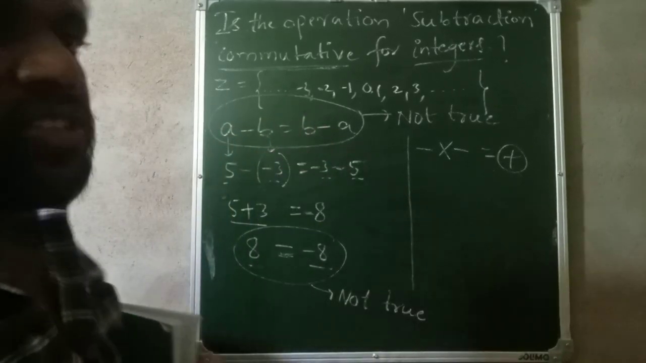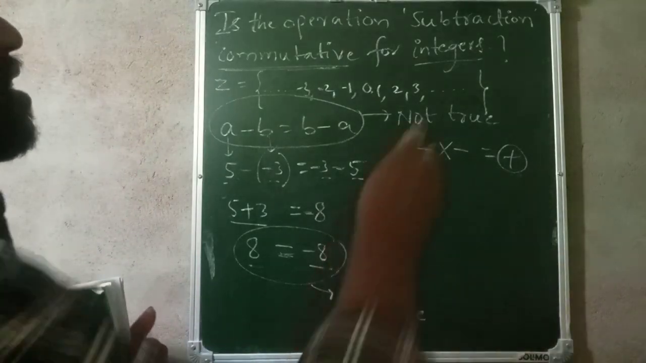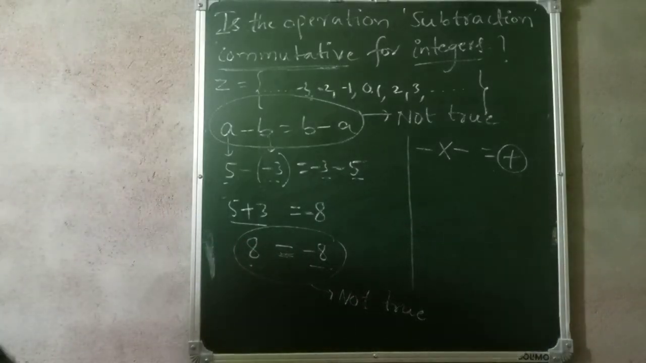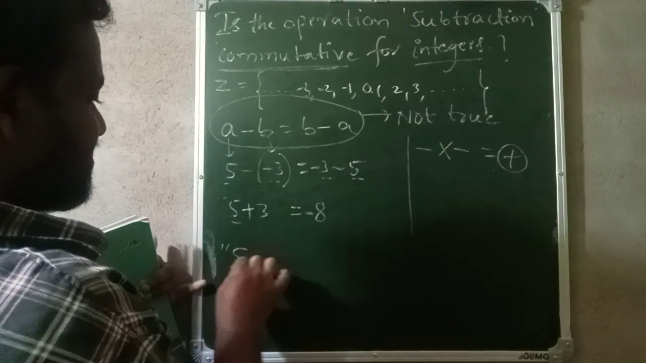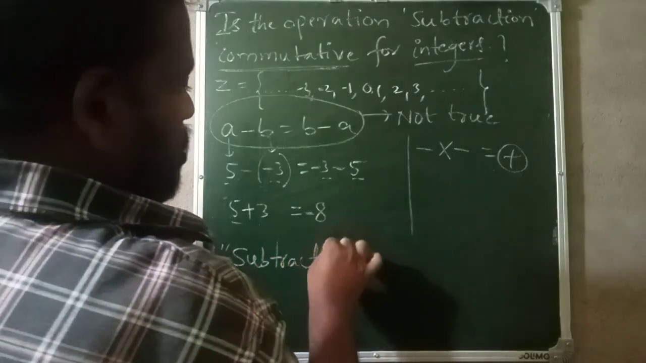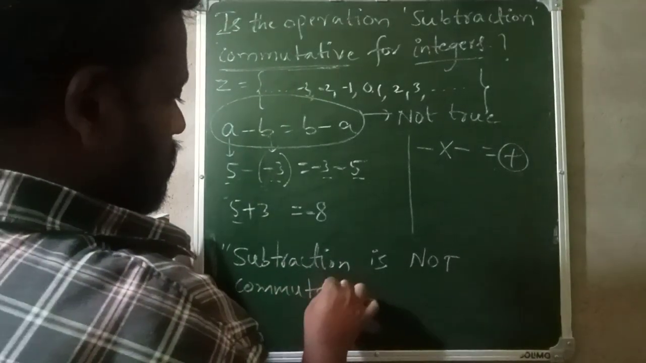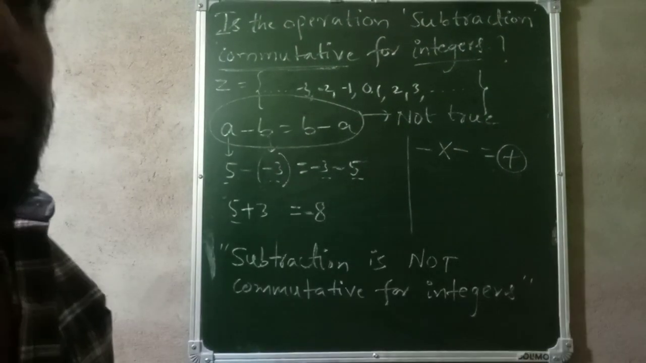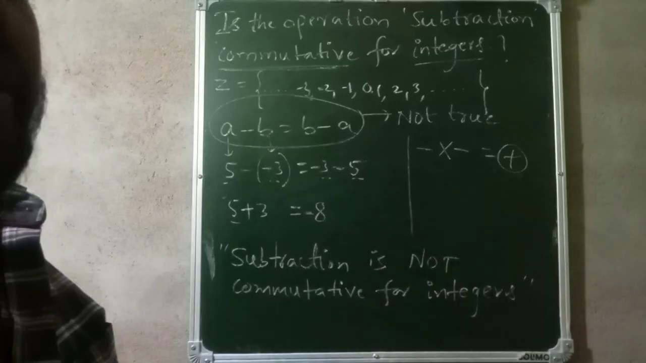So when A minus B is equal to B minus A is wrong for integers A and B, what does it mean? That means subtraction is not commutative for integers. So I will write it here. Final conclusion: subtraction is not commutative for integers. We proved subtraction is not commutative for integers because A minus B equal to B minus A is not correct for A and B.